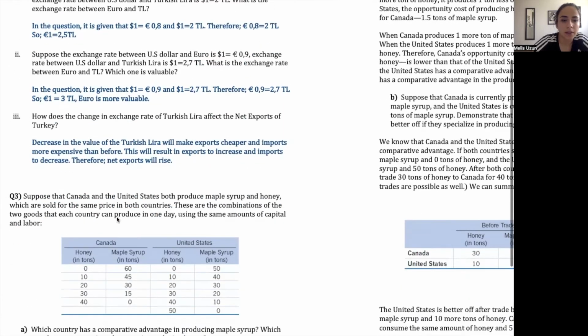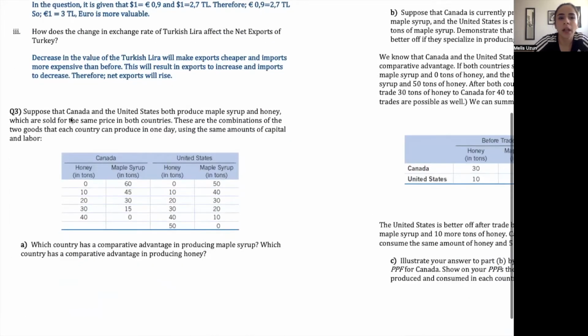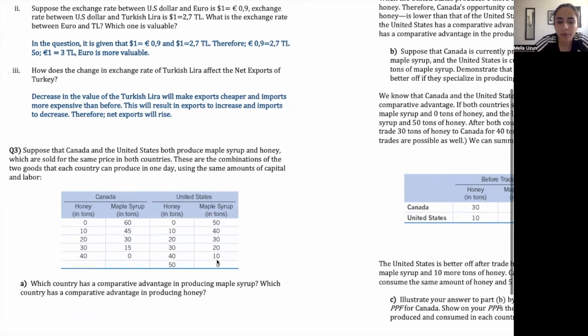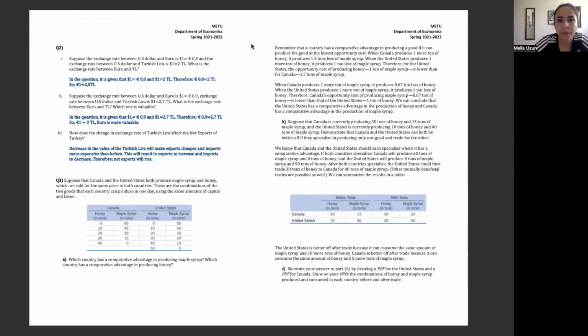So let's look at the third question. Again, it gives us a table of Canada and United States, how much honey and maple syrup they produce. And it asks us which country has a comparative advantage in producing maple syrup, which country has a comparative advantage in producing honey. So let's look. I will use a pen.